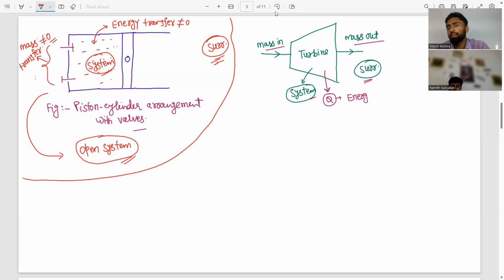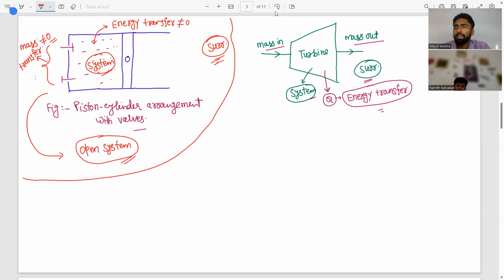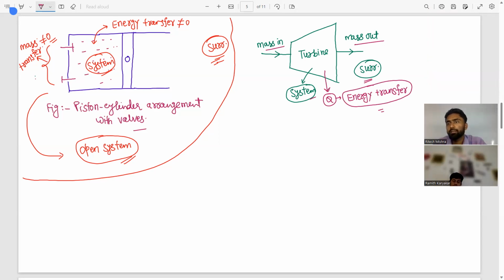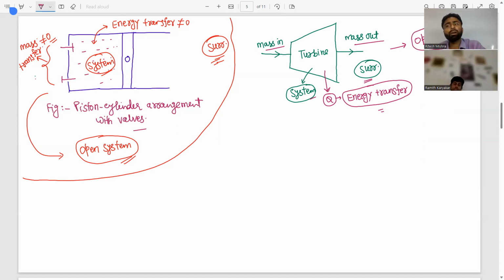I have told you that energy transfer will be of two types: heat transfer and work transfer. So there is heat transfer, that means there is energy transfer. So this turbine is called your open system. Every device in which you see mass entering and mass leaving is almost always an open system.